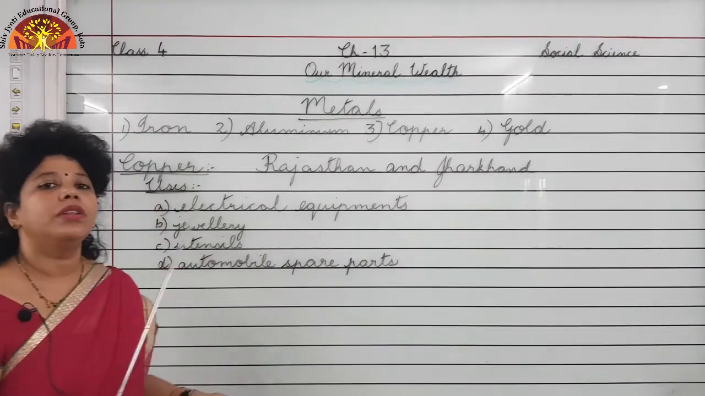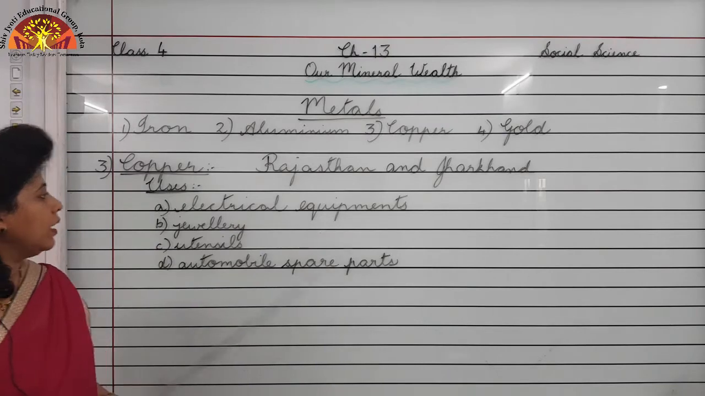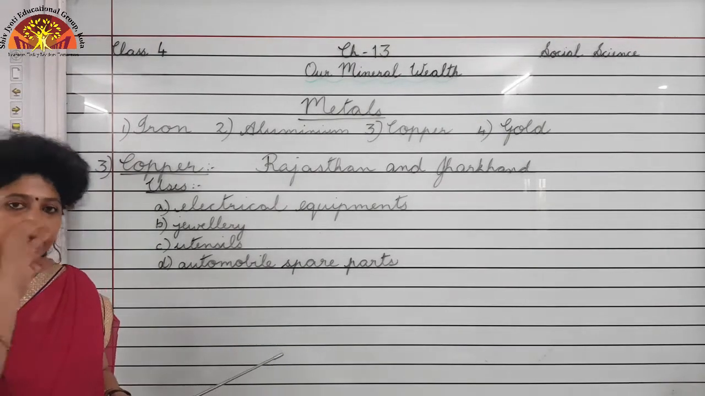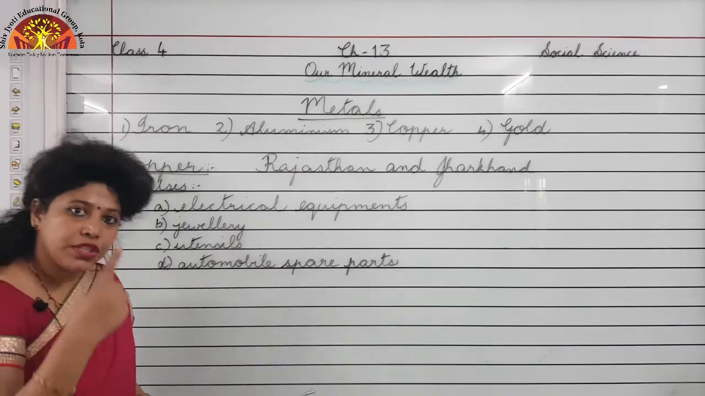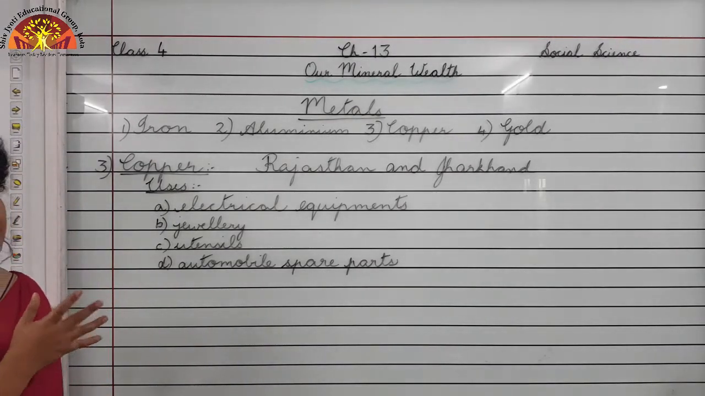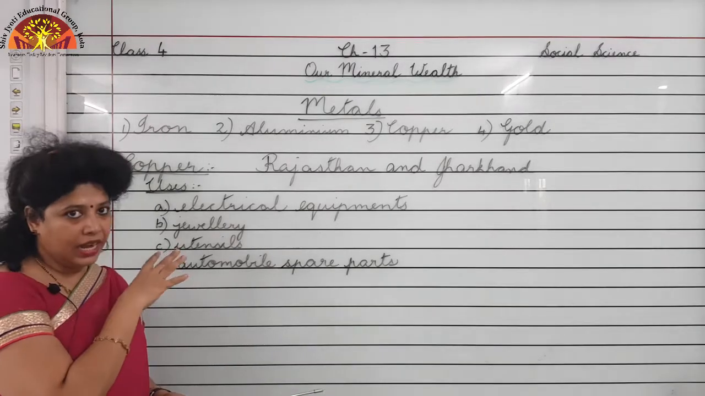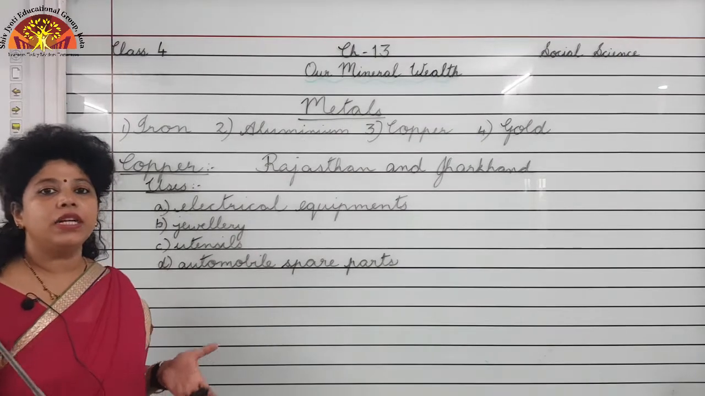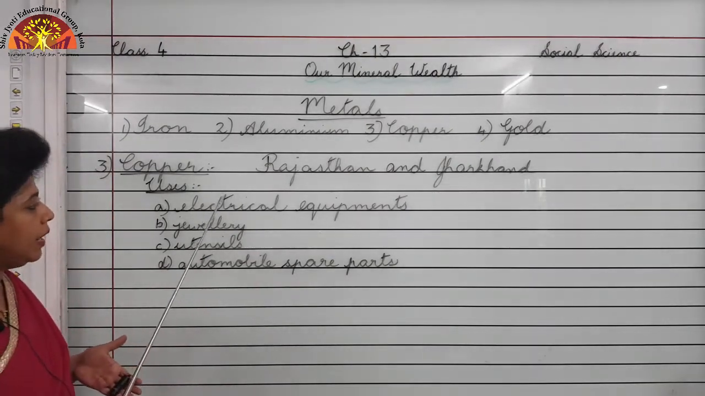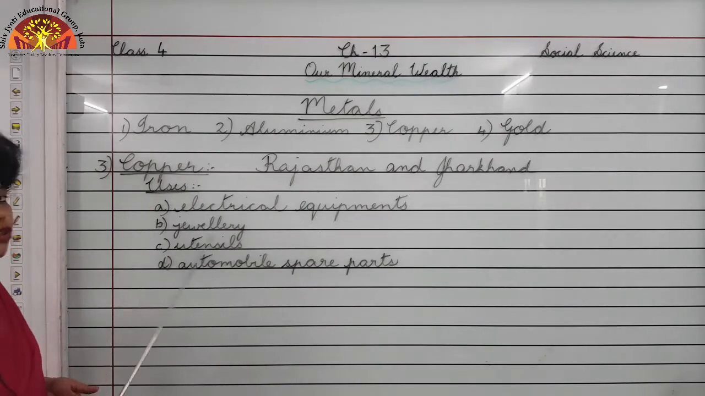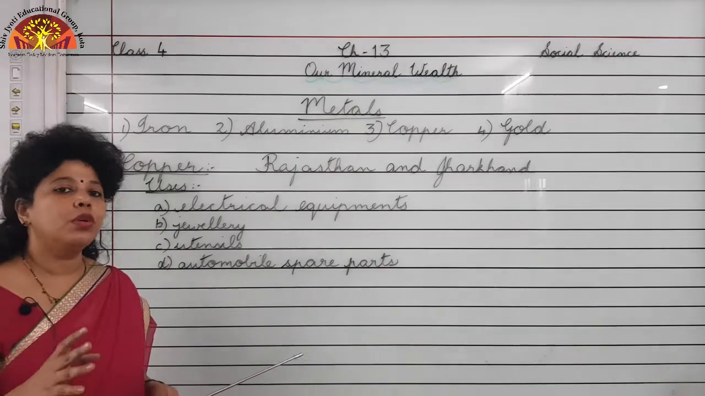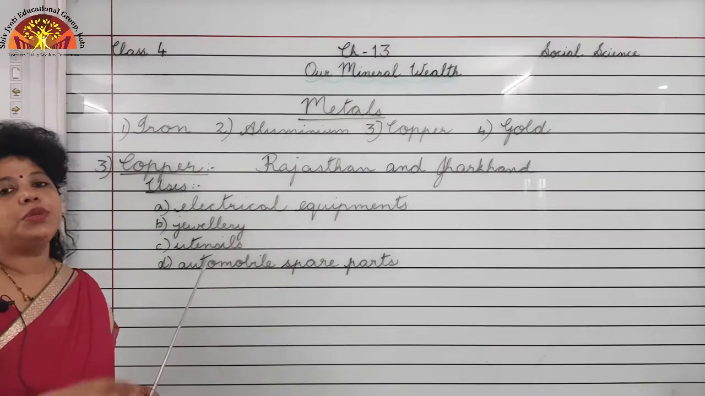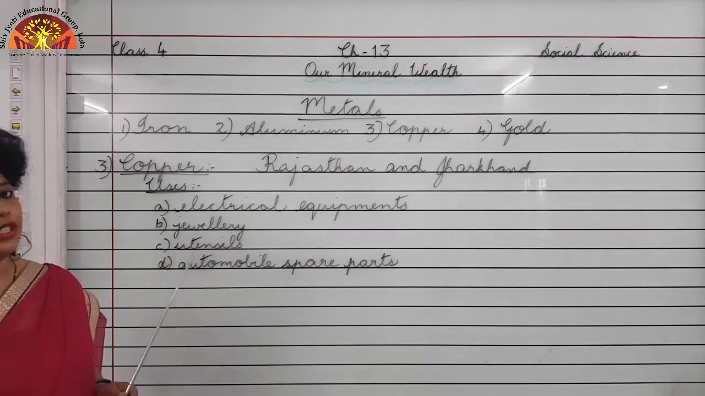Let us now talk about the various uses of copper. It is used in electrical equipments because in copper electricity flows very easily, and because of that copper is used in electrical equipments. If you look at our houses, all the electrical wires in our houses are made of copper. It is also used in jewelry, especially with gold and silver. Copper is mixed with gold and silver to add strength and color to the jewelry.